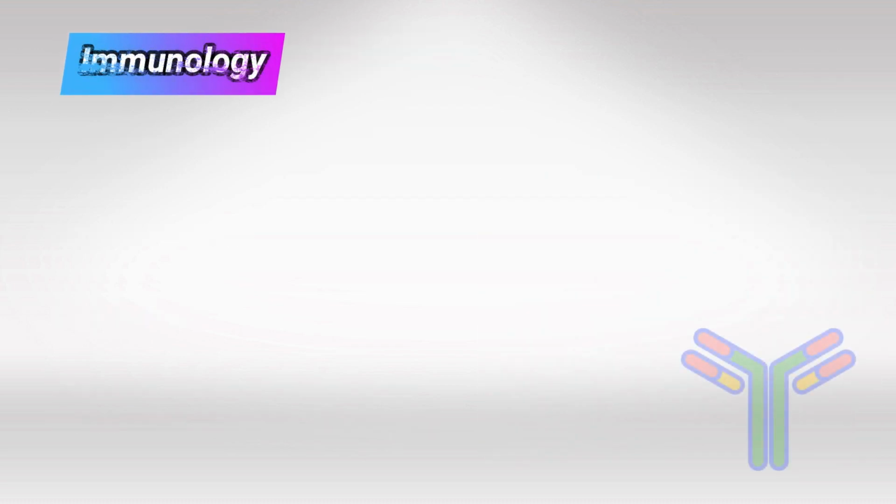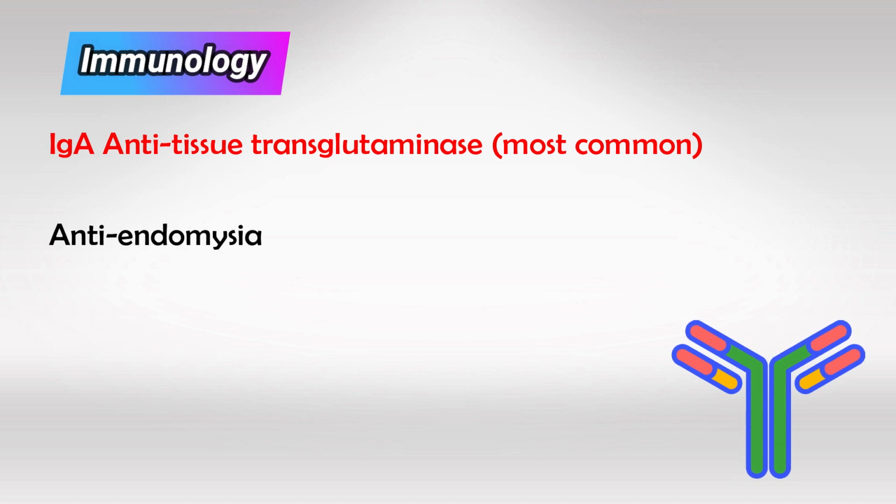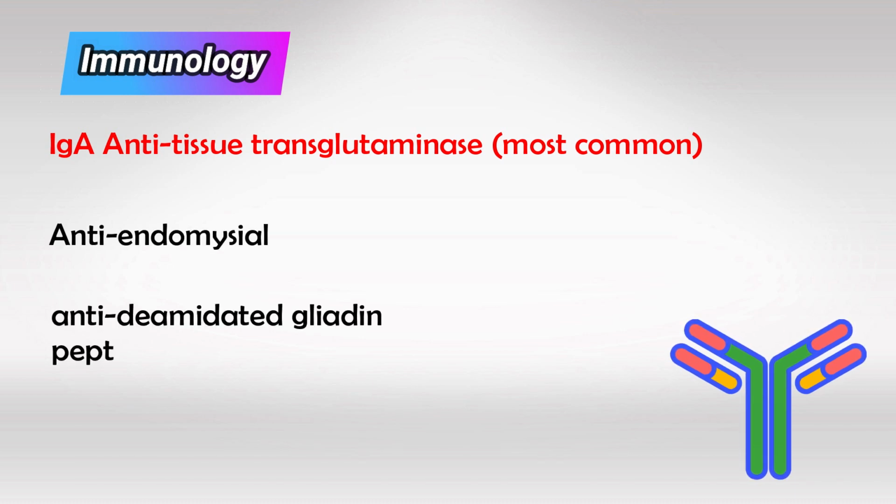If we go back to the intestine and we take a small sample of an area that is affected, aka an area with destroyed villi, we'll see high levels of immunoglobulin A anti-tissue transglutaminase, anti-endomysial, and anti-deamidated gliadin peptide antibodies. So these are the antibodies responsible for gluten allergy.